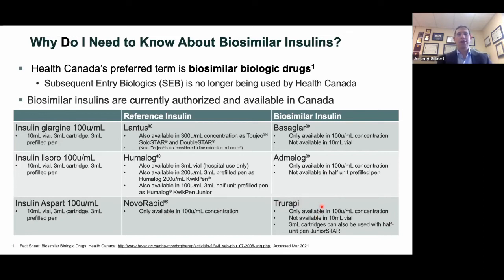So the take-home message from this slide is that there are basal and bolus insulins that now come in biosimilar formats, and to be aware of the type of pen that you are using, be that with the reference or the biosimilar insulin.